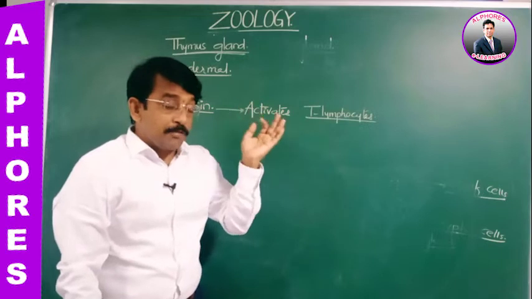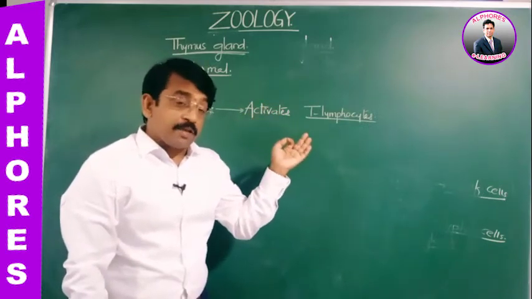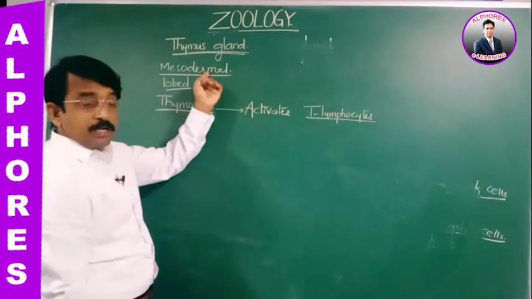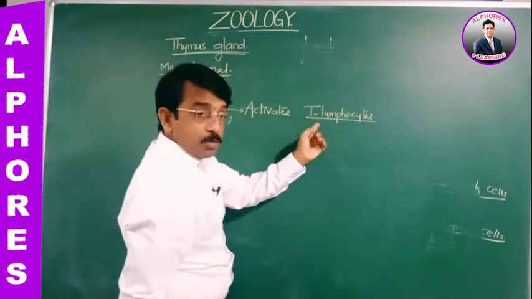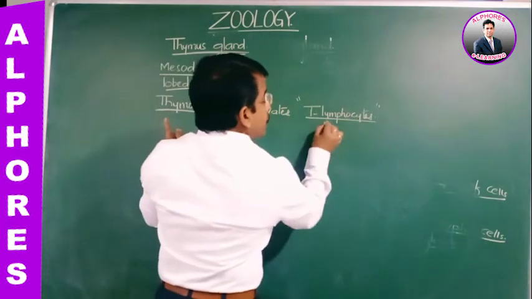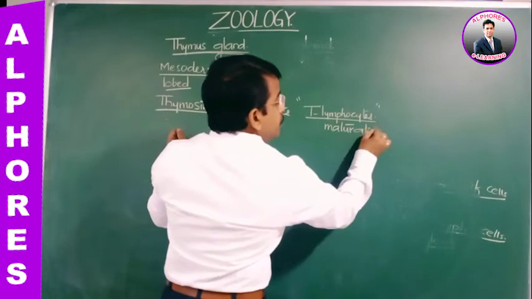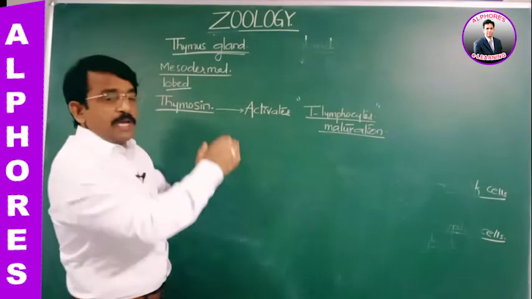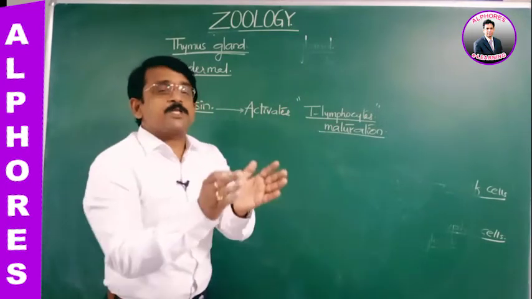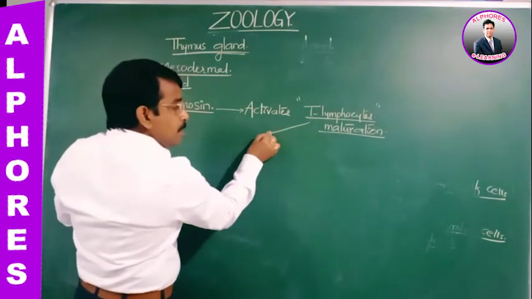The pre-B cells and pre-T cells are produced in the bone marrow. Pre-B cells are converted to form B lymphocytes, whereas pre-T cells enter the thymus gland. In the thymus gland, because of thymosin, a peptide hormone, the T lymphocytes are matured. Maturation of lymphocytes takes place in the thymus. That's why they are named T lymphocytes: T refers to thymus.